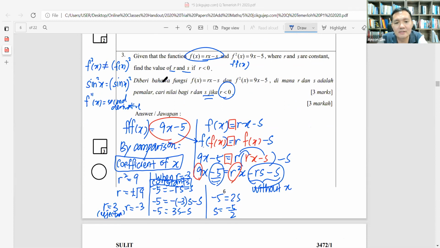So sometimes when you do this type of question, you not necessarily need to solve simultaneous equations. Sometimes the comparison method is also very good, because you already have left hand side and you find your right hand side, then you compare each other. Left hand side got x, right hand side also got x, you compare to find the unknown. So this is a method you can use to solve.